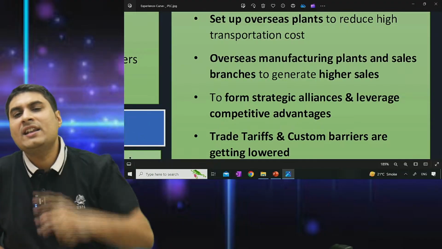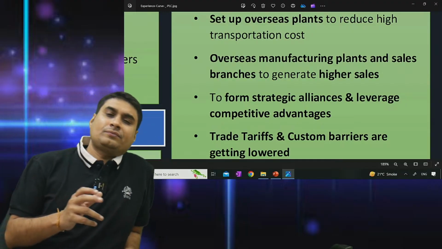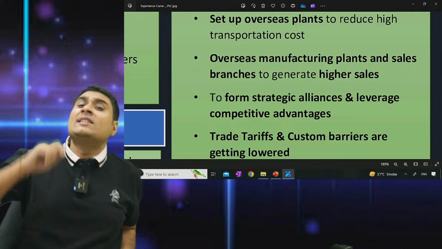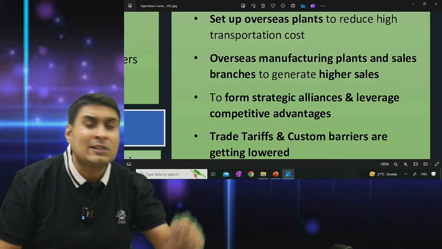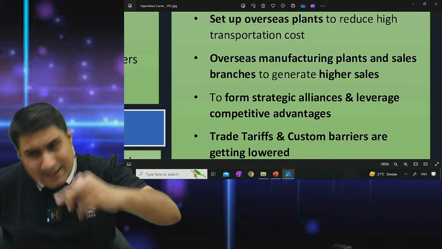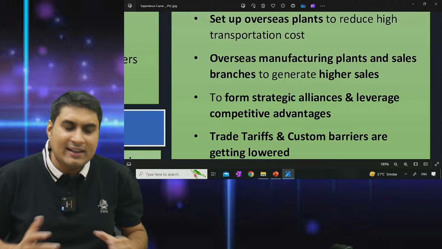One more time. Setting up overseas plant to reduce transportation cost. Setting up overseas plant and sales branches to generate higher sale. To form strategic alliance and get competitive advantage. Trade tariff and custom barriers are getting lowered. Simple.